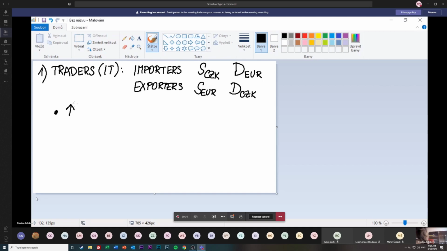So once more, there is an increase in domestic exports. And the question is, will the Czech crown depreciate or appreciate? And the same in the second situation: if there is a decrease in domestic imports, will the Czech crown depreciate or appreciate? I will give you some time. Please think about it, and then I will tell you the solution.